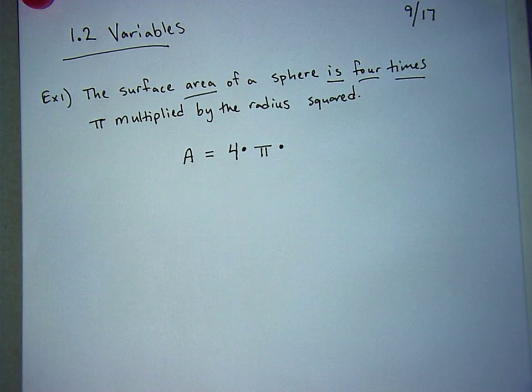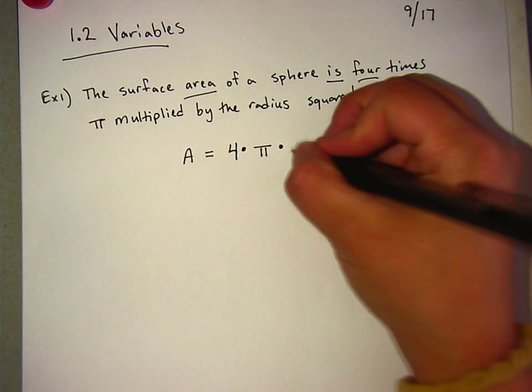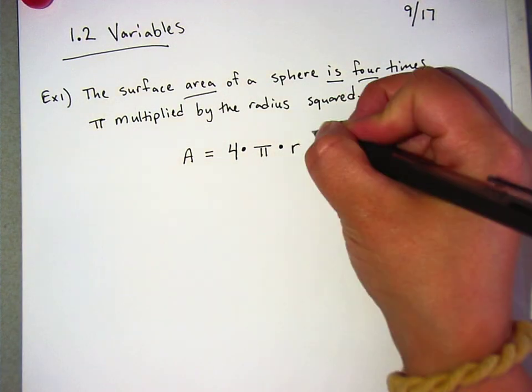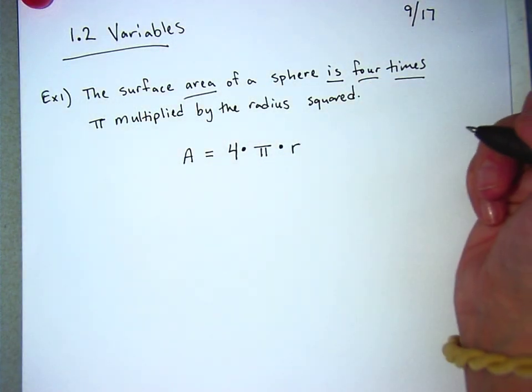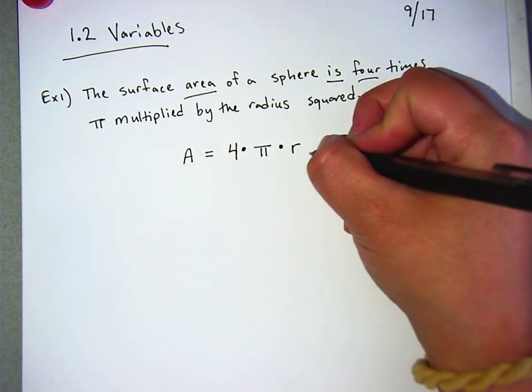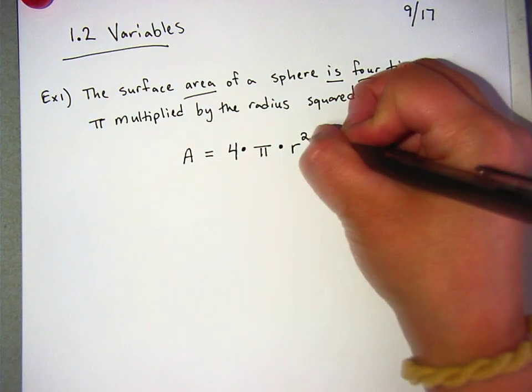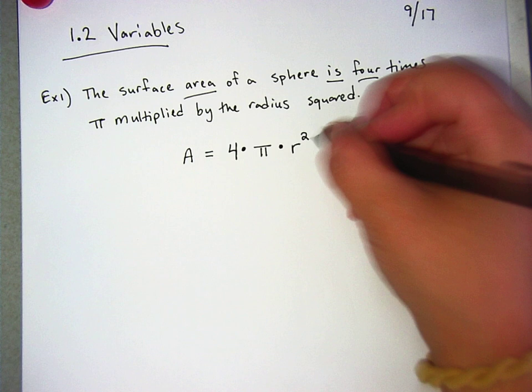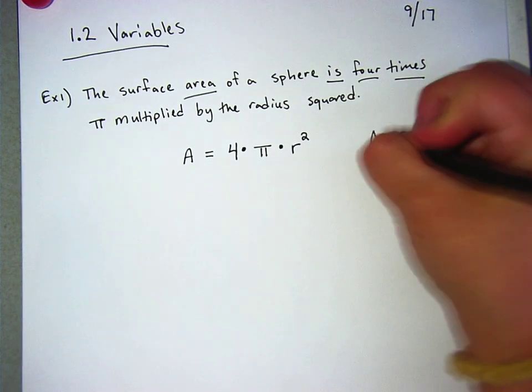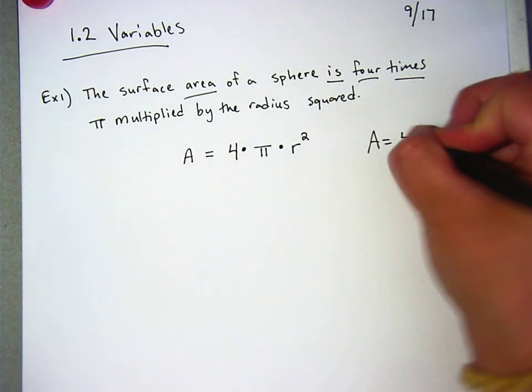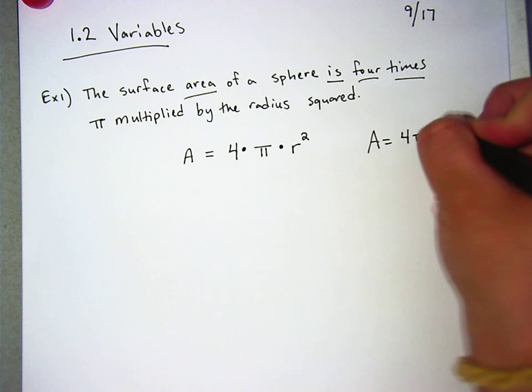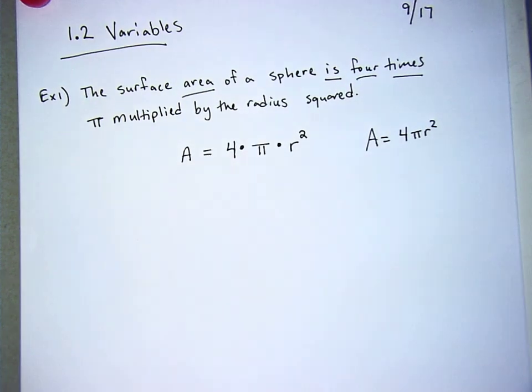Do we know what the radius is? No. So what should I write? R for radius. And how do I write squared? A 2 right next to it? On top, kind of on top. Yeah, it's an exponent. That means whatever r is squared. If you simplify this, it looks like 4 pi r squared. You don't have to have those times symbols in there. That would be just fine.